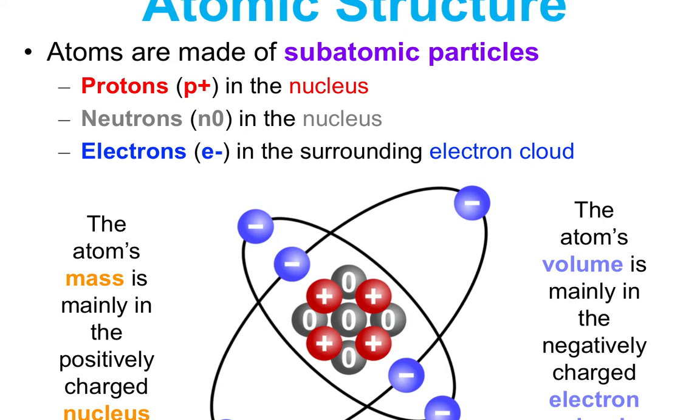Protons and neutrons are in the center of the atom. They give the atom mass, and then electrons float around in the surrounding electron cloud. The atom's mass is mainly positively charged, right? The center of the atom is positively charged. And the atom's volume is mainly negatively charged. So the physical space that is taken up, the most of the atom's space, is negatively charged.